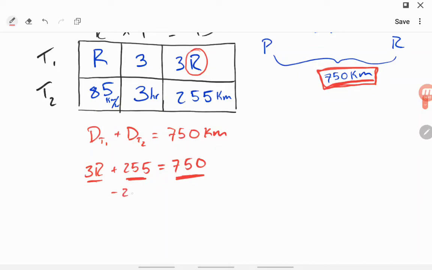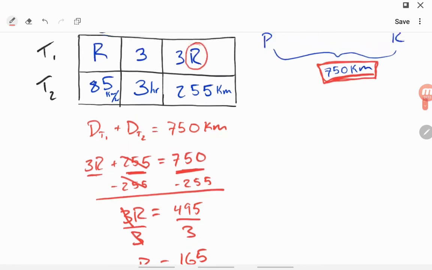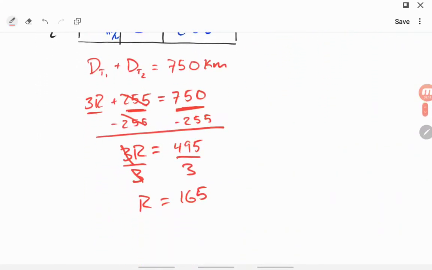So let's subtract 255 from both sides. Cancel from the left. We get 3R is equal to, well, let's see, 750 minus 255. I think it's 495. We get to divide both sides by 3. And 495 divided by 3 is just 165. So that right there tells us the rate of the first train was 165 kilometers per hour.